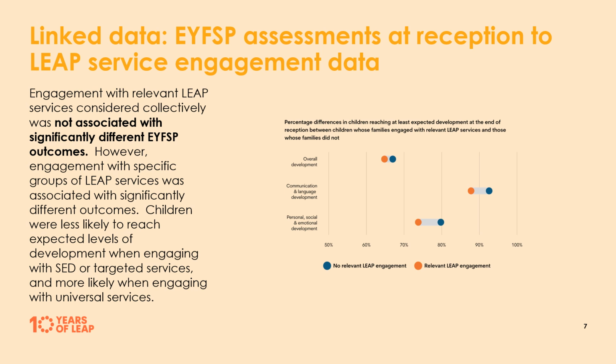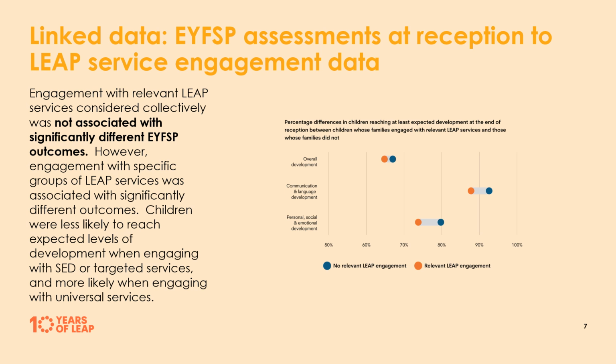So the chart on the right-hand side of the slide shows a descriptive picture of the outcomes in each of the 3 domains that I described a second ago, and it compares children who had family engagement with any relevant LEAP service against children who did not have any such family engagement. What we can see here is that children with relevant LEAP engagement reached expected levels of development in each domain at slightly lower rates than children who did not engage with LEAP.